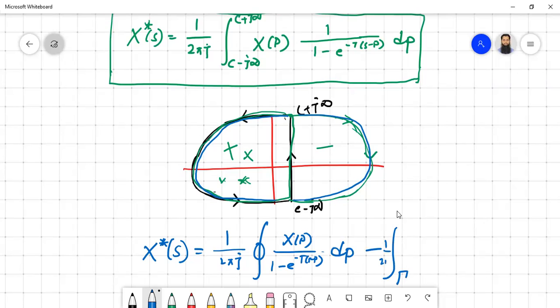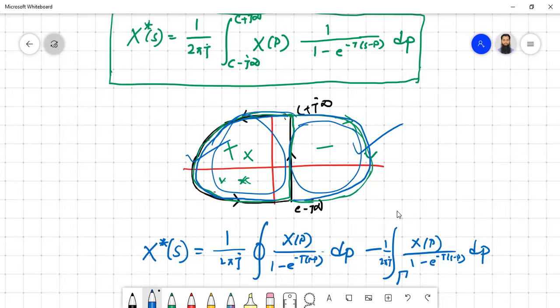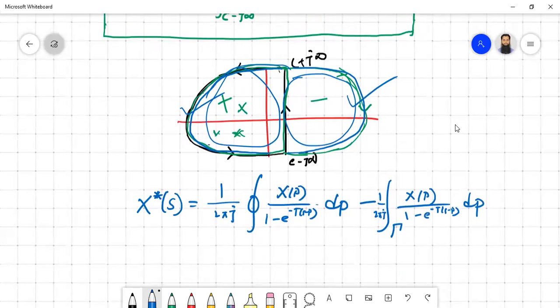So we include 1 by 2 pi j, and then X(p) by 1 minus e to the power minus T(s minus p). We calculate the integration over this contour, either in the left half plane or in the right half plane, and then from that we just subtract this one or this one, based on which one you are actually taking. This is the way of calculating the z transformation, because if you know X star of s, you can simply replace s by 1 by T ln z to make it a z transformation.